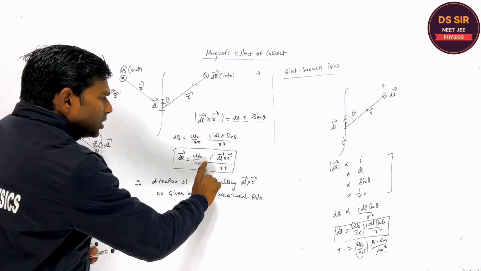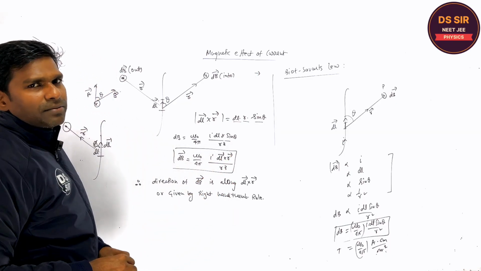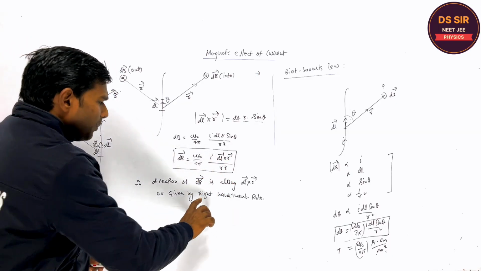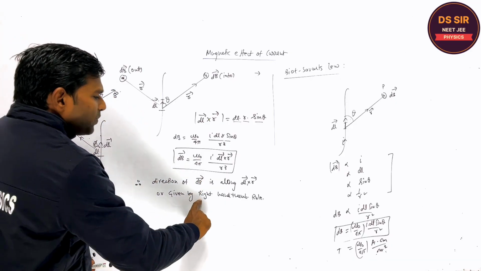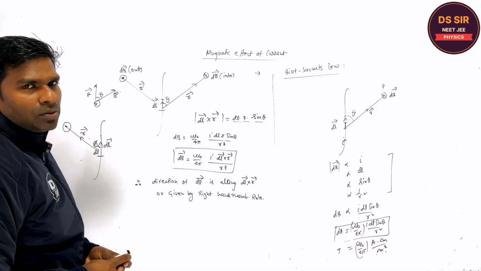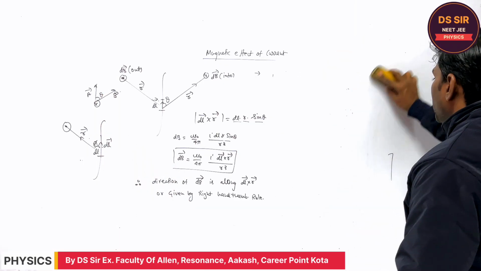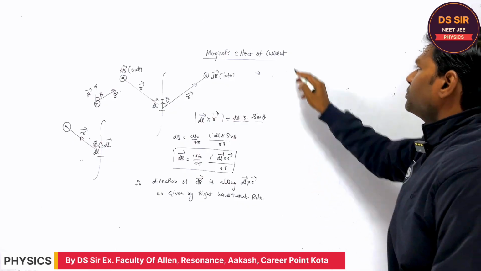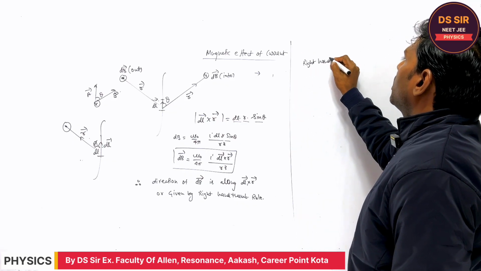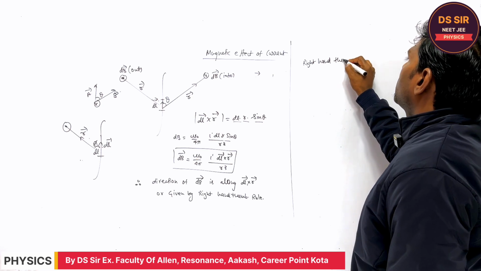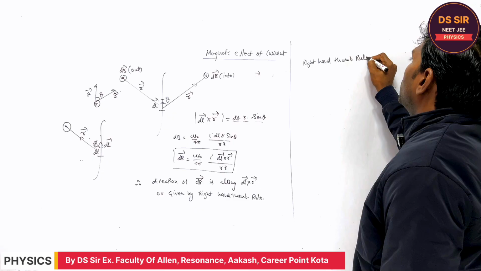So although the direction of dB depends upon the direction of dl cross r vector, still there is another rule which is easier than this, which is called the right hand thumb rule. So I will explain this. Copy this first. So what is the right hand thumb rule? Right hand thumb rule.